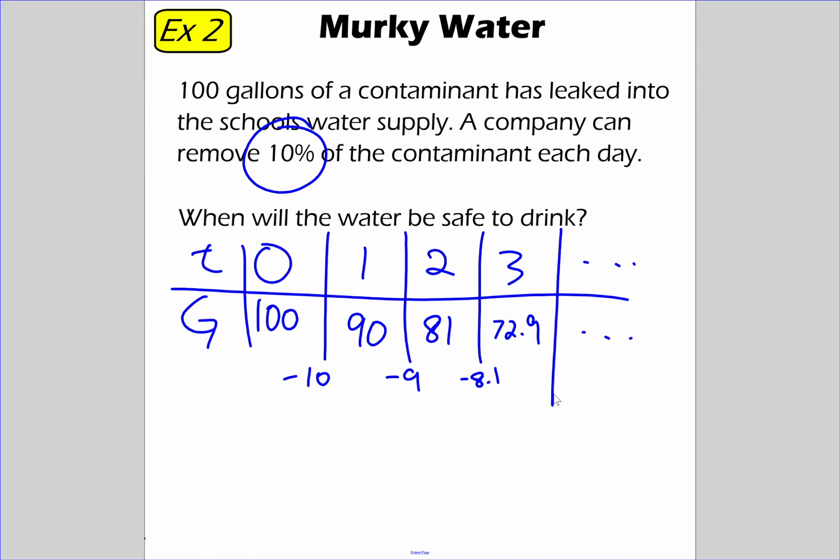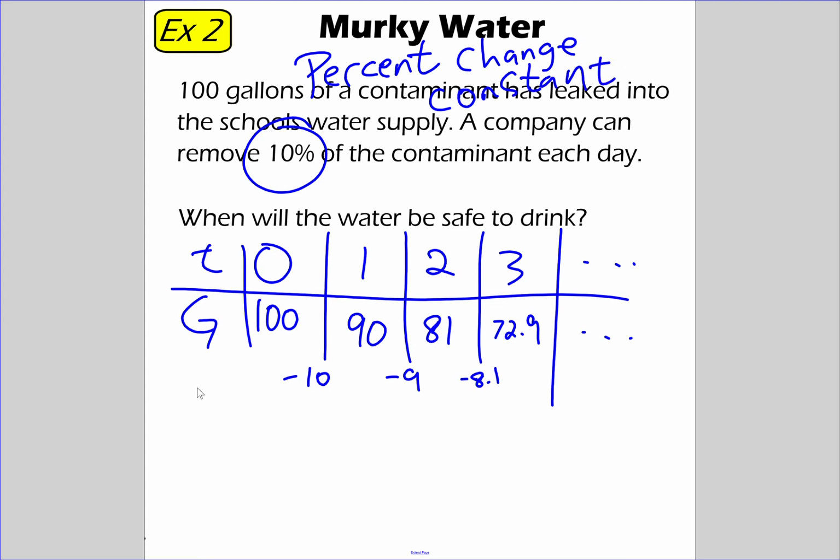So if we take a look at what's really going on here, this is a percent change, and that percent change is the same every day, right? We're taking out 10% every day. So in this case, our percent change is constant, all right? Now, what we know is that there's this connection between percent change and scale factor.